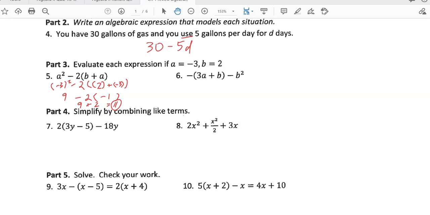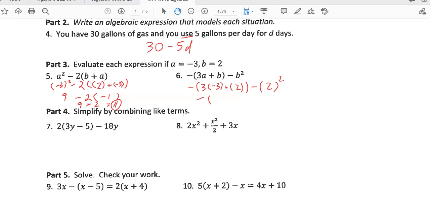Here again, we're plugging in. So I'm going to use parentheses when I plug in. Instead of A, I'm going to say parentheses. Instead of B, I'm going to say parentheses. Minus instead of B, I'm going to say parentheses. So A is -3. That goes right here. B is +2. I'm going to simplify inside the parentheses here.